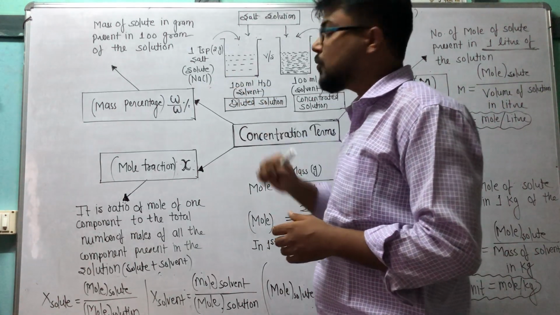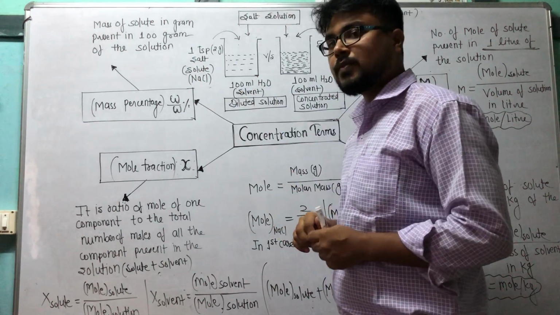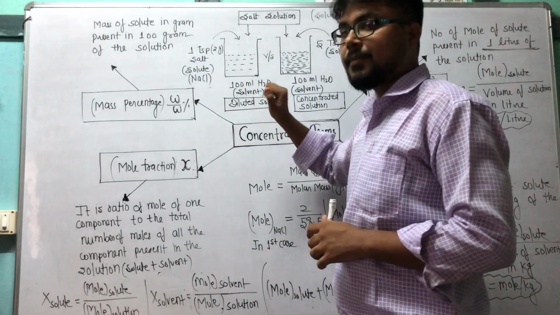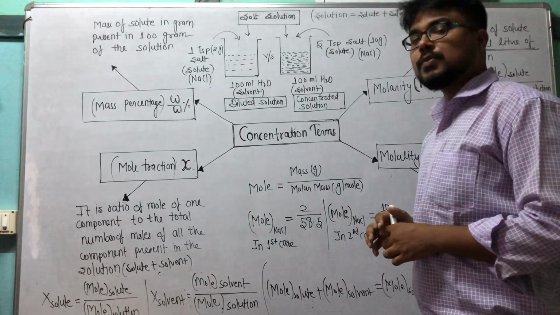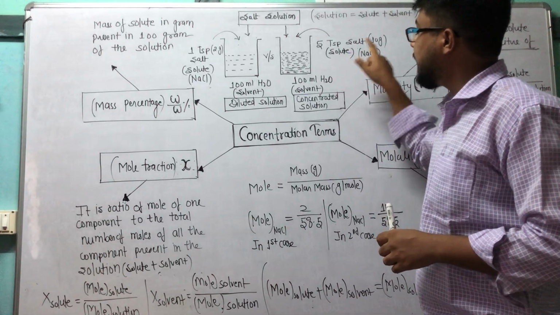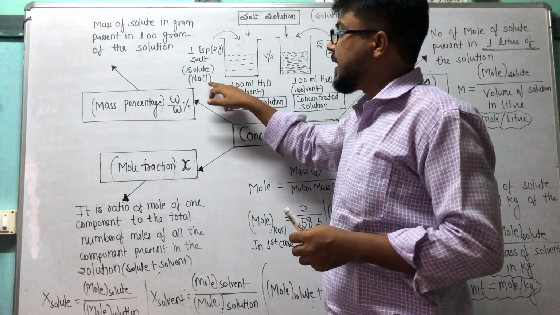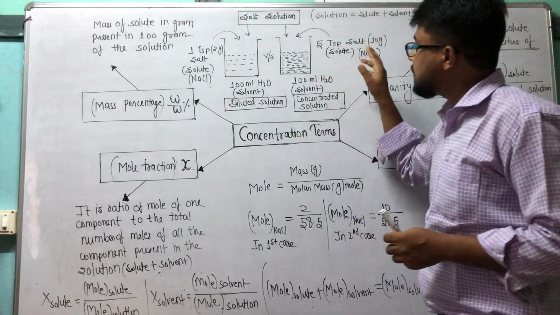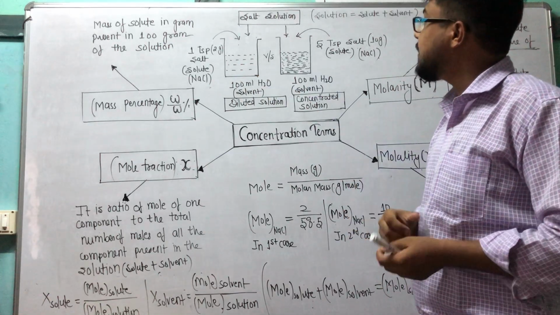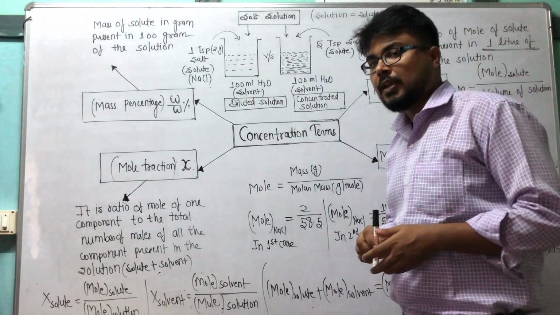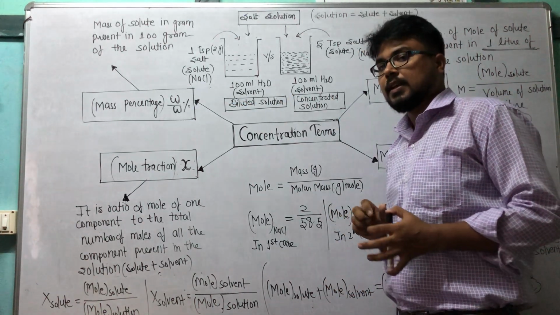Here I took two beakers. In beaker 1 I add 1 tablespoon of salt, and the salt is NaCl. In beaker 2 I added 5 tablespoons of salt, that is, the solute NaCl, in 100 ml of H2O. So the solute, NaCl, and the solvent, water, when both are mixed with each other, will form a salt solution. Now the question is why it is diluted and why it is concentrated.